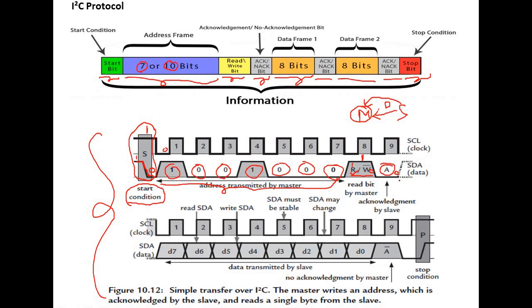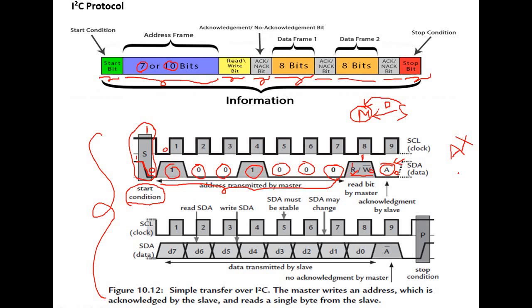Here, the master must check the slave acknowledgement, and if the acknowledgement is not there from the slave, the master will abort the transfer because the slave is not there.